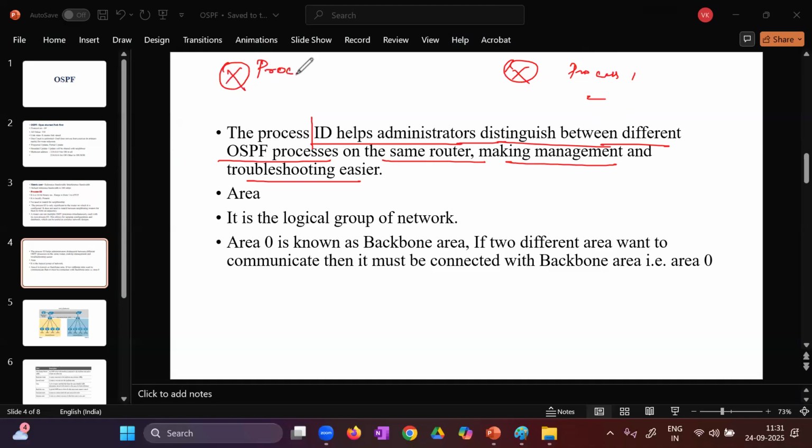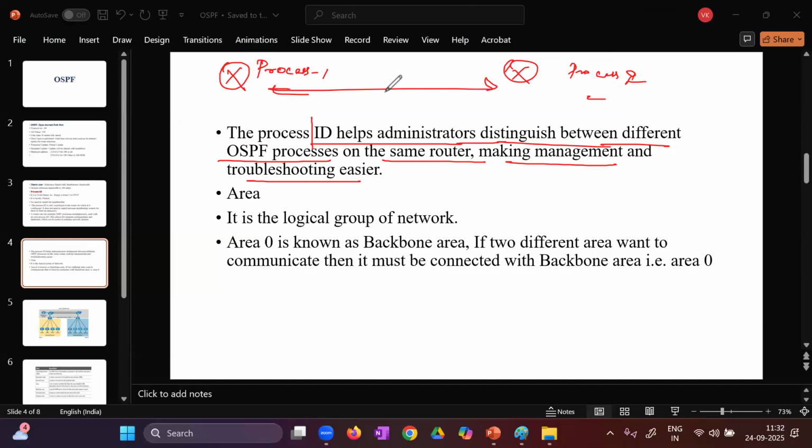Even if Router 1 advertises the network under process ID 1, and on Router 2 you have advertised the network under process ID 2, no problem, they will form the neighborship. It means they are not dependent upon process ID.